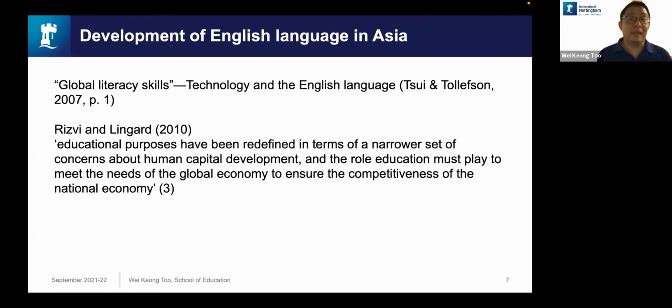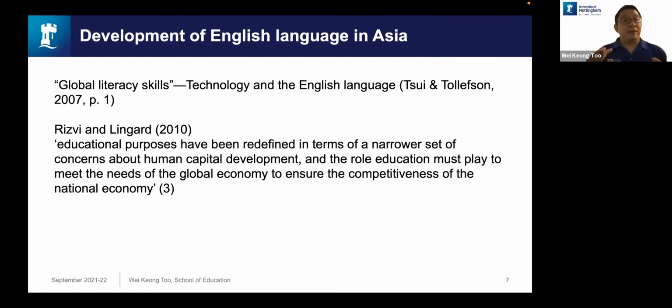over 80% is in English. So therefore, if we use that as a yardstick, this global citizens movement as well as global literacy skills movement calls for the inclusion of English language in school to be learned as well as to be taught to all citizens.